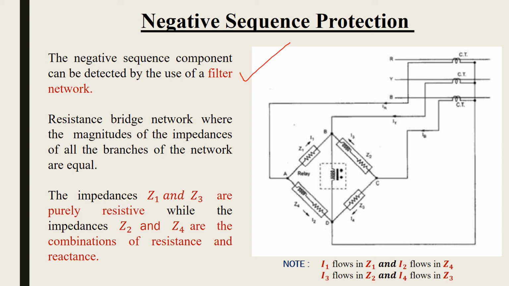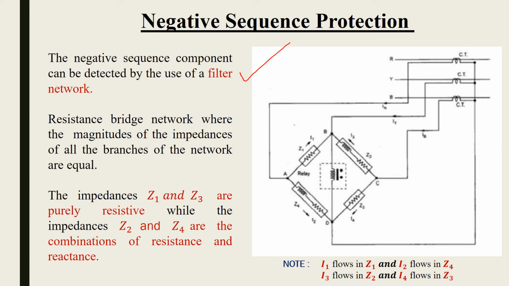As you can see in the figure, an impedance bridge network is connected. The impedances Z1, Z2, Z3 and Z4 each have equal magnitude. The Z1 and Z3 impedances are purely resistive, whereas the impedances Z2 and Z4 are a combination of resistance and reactance. An operating coil relay is also placed in the middle, whose impedance is negligible as compared to Z1, Z2, Z3 and Z4.